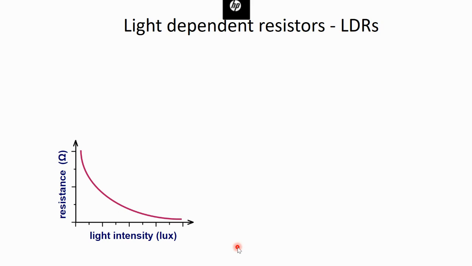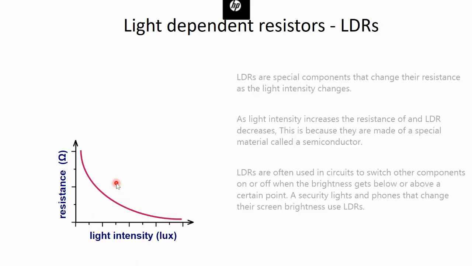Or if you have a phone that changes its screen brightness when you go outside or inside, that probably has an LDR in. If you have an automatic flash on your camera that automatically goes on when it gets dark, it's because an LDR is sensing the light intensity, the brightness.